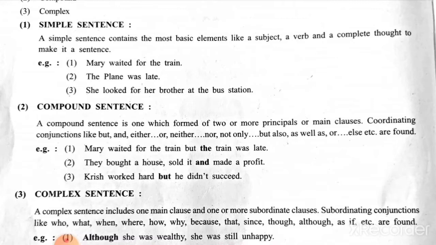So it is a compound sentence. A compound sentence is one which is formed of 2 or more principal or main clauses. Coordinating conjunctions like but, and, either or, neither nor, not only but also, as well as, or else, etc. are found. So when you are making a compound sentence, then it is formed of 2 or more principal or main clauses.